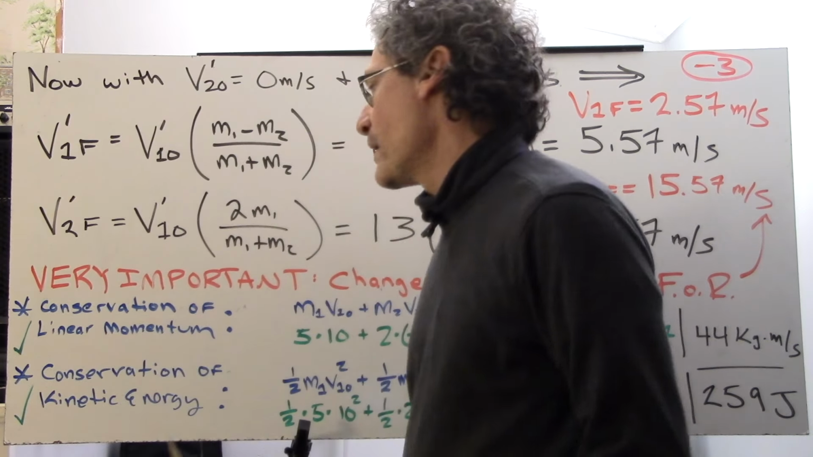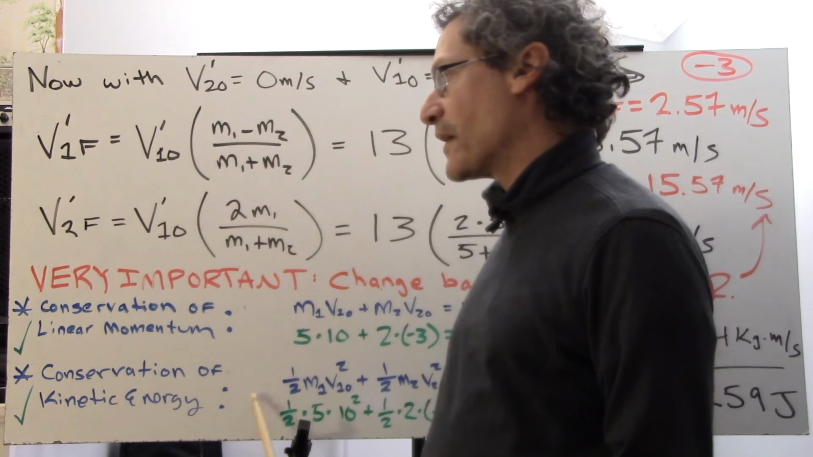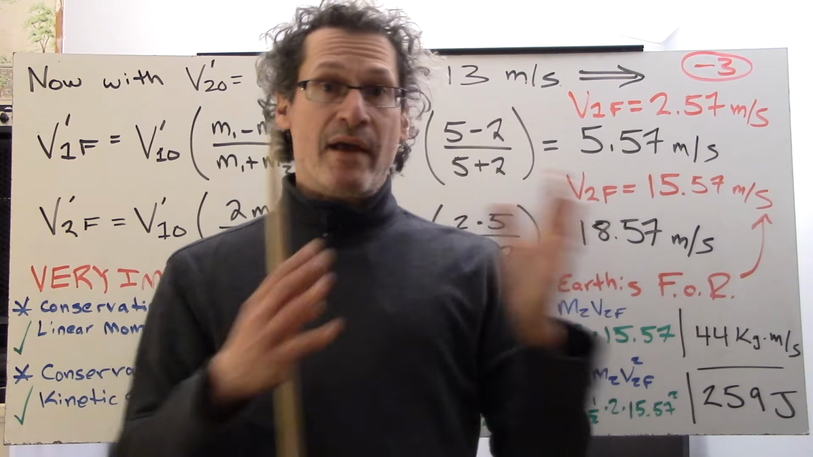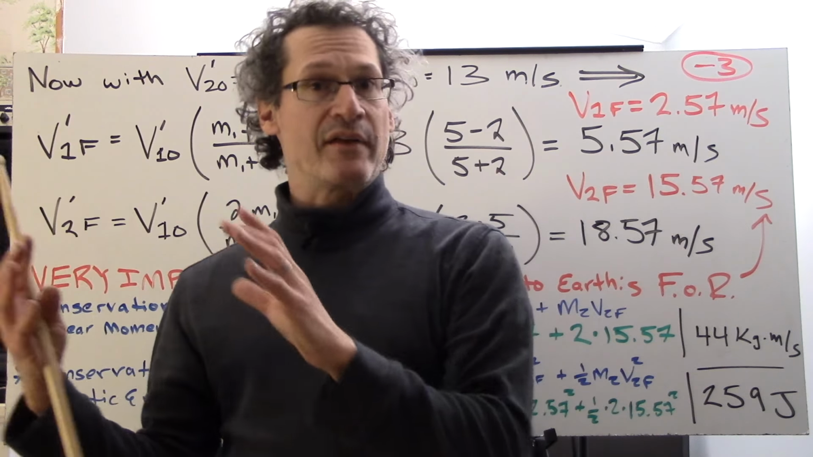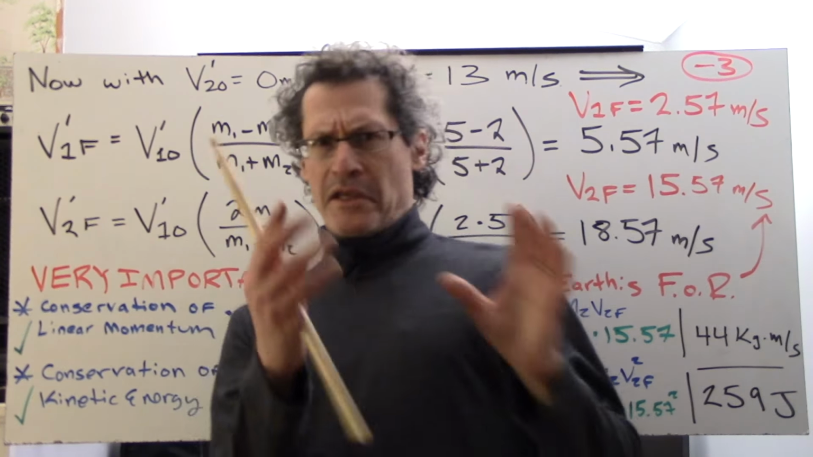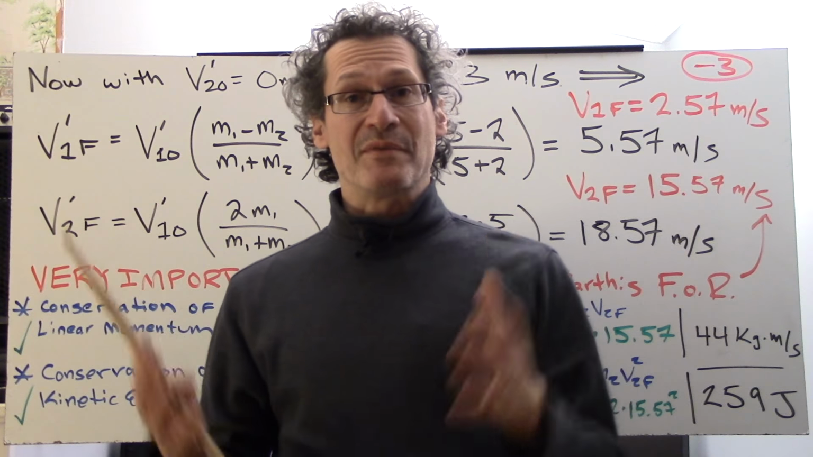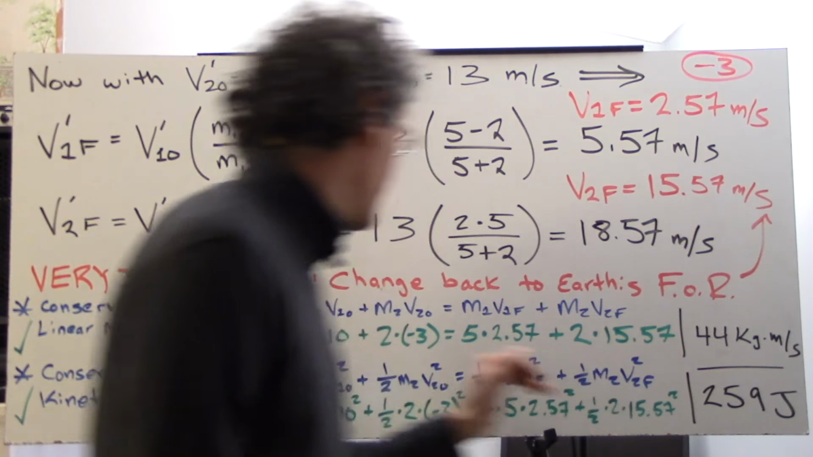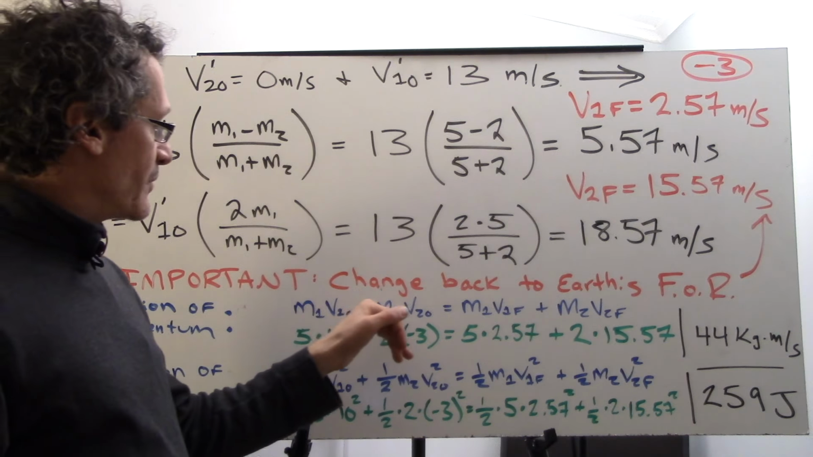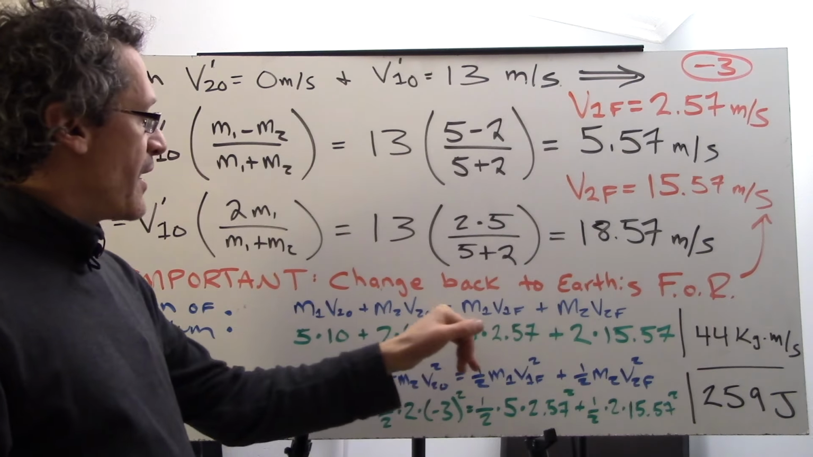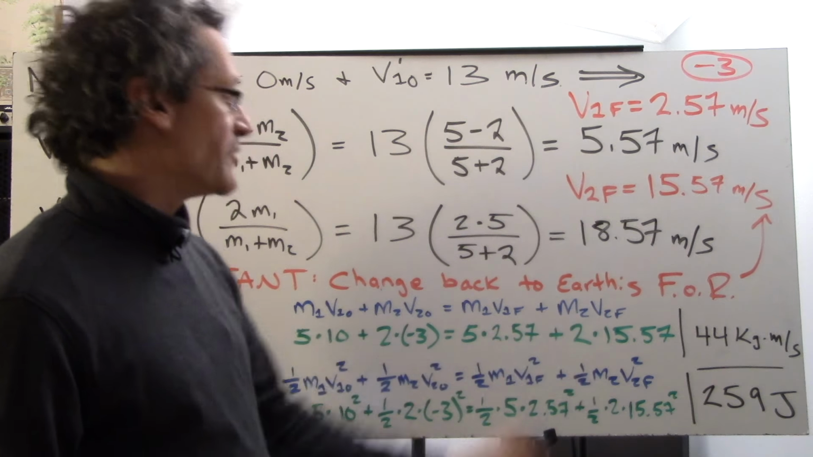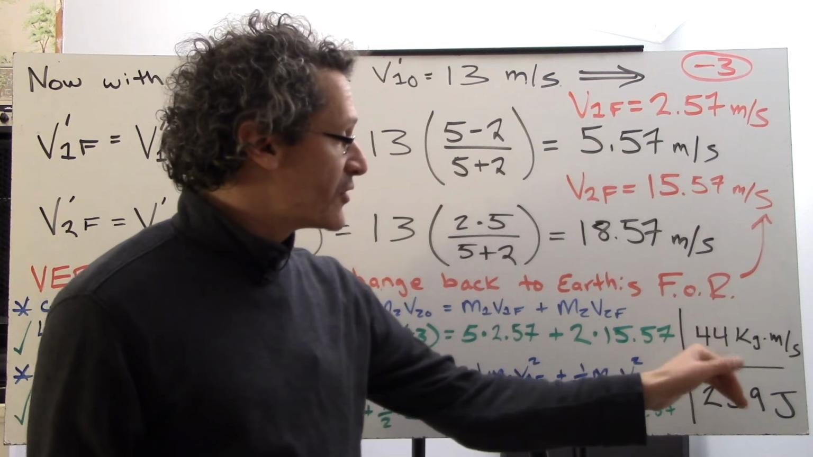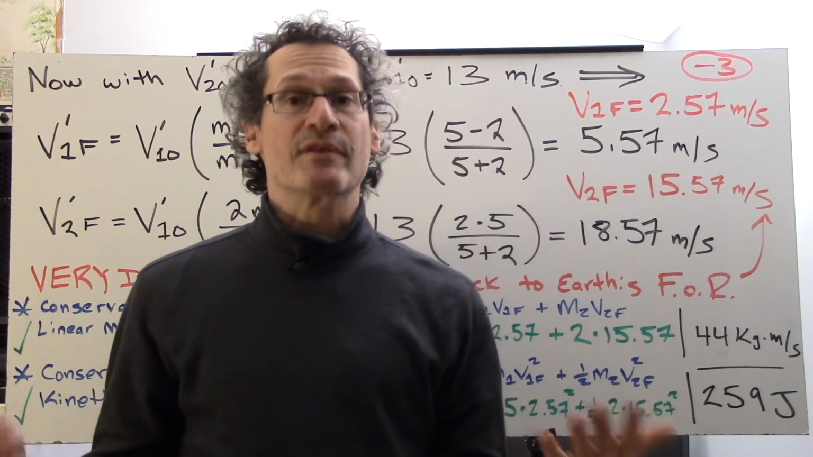Conservation of linear momentum, conservation of kinetic energy. These are just going to be little checks to make sure that everything's cool. What that means is that the first side of the equation is going to be equal to the other side. So original equals final. Here's the original side: m1 v1 naught plus m2 v2 naught. Here are the numbers. m1 v1 final plus m2 v2 final. Here are the numbers. Both come out to 44 kilogram meters per second, momentum is conserved.